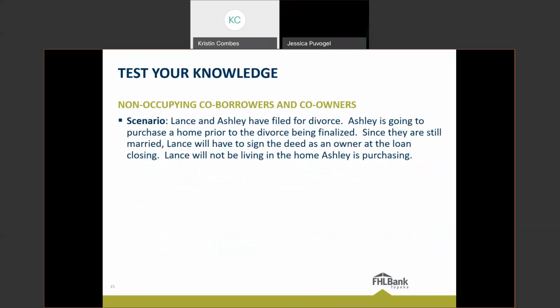Lance and Ashley have filed for divorce. Ashley is purchasing a home and the loan is scheduled to close prior to the divorce being finalized. Since they are still married, Lance will have to sign the deed as an owner at the loan closing, even though he will not be living in the home with Ashley. Is Ashley eligible for HSP grant funds?